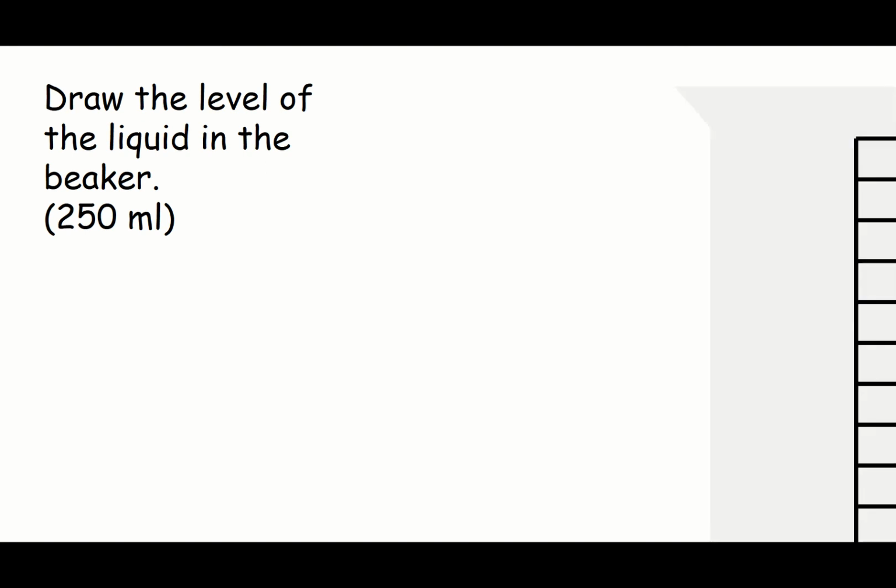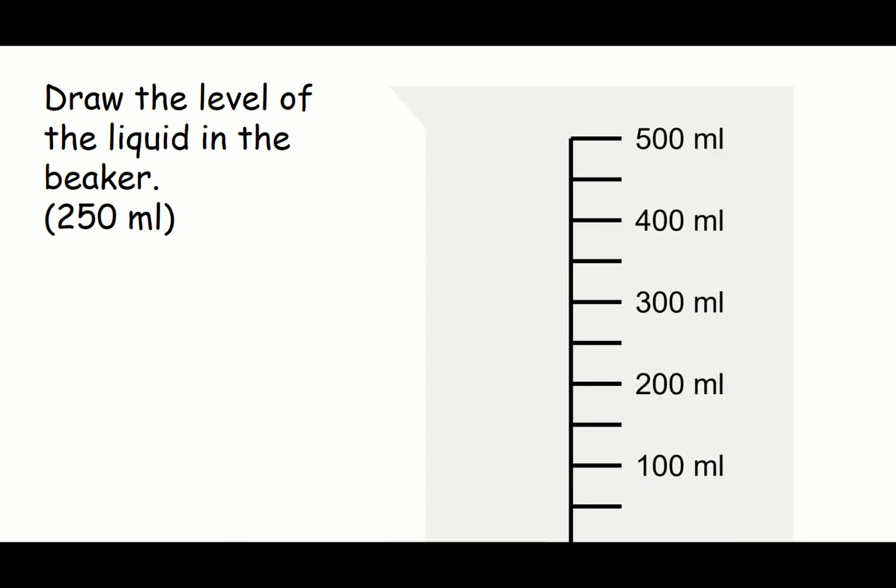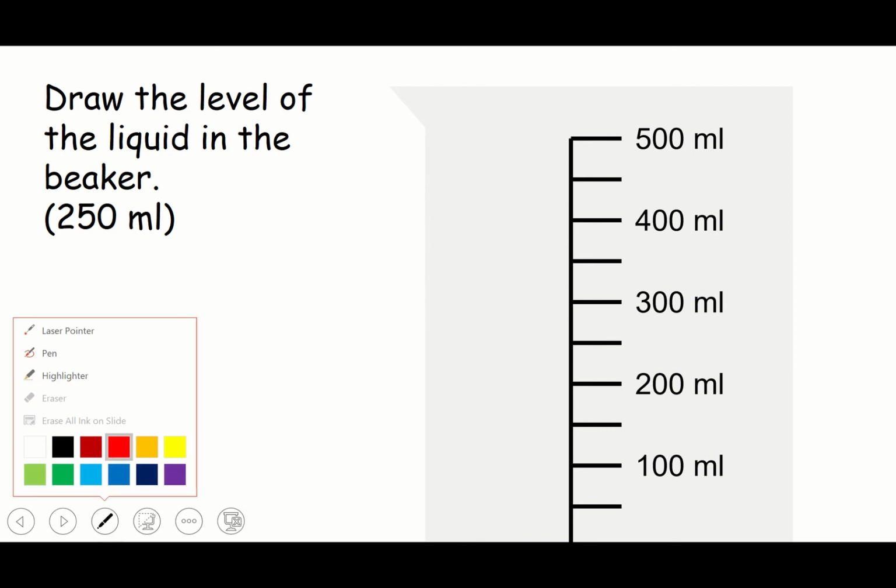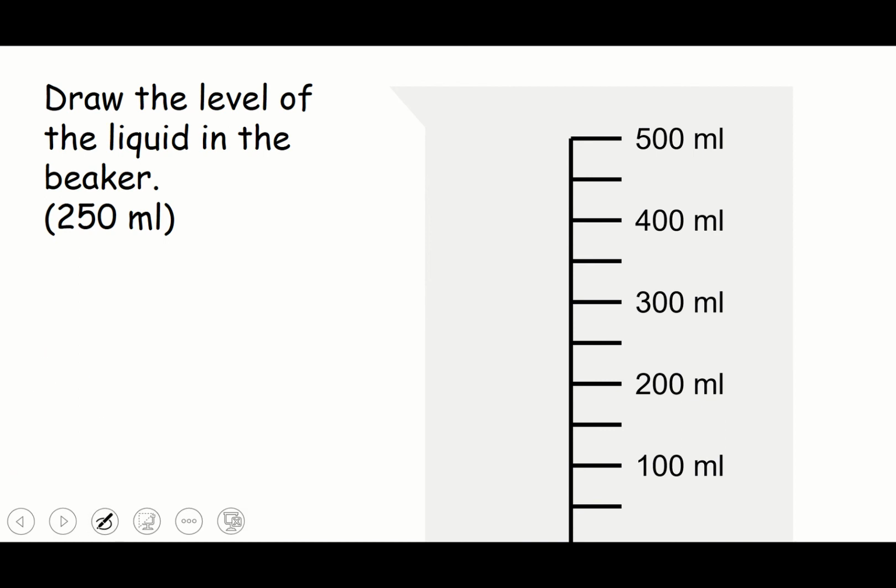Today we'll be looking at how to read the scale on a measuring cup, also known as a beaker. Alright, let's get started. First of all, I have a beaker on my right, and we need to know that this is called a marking.